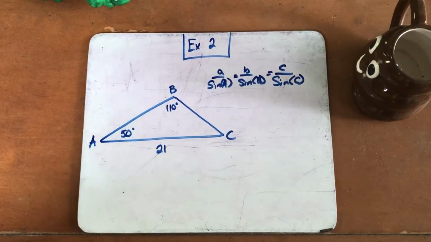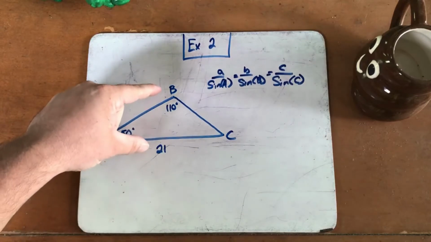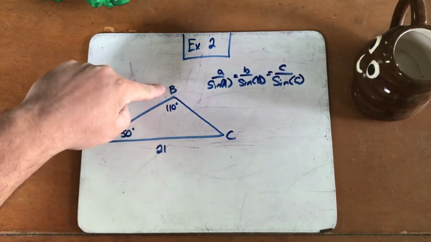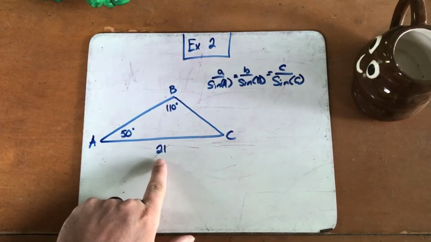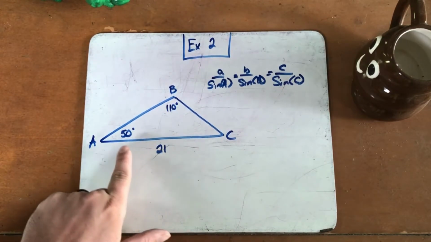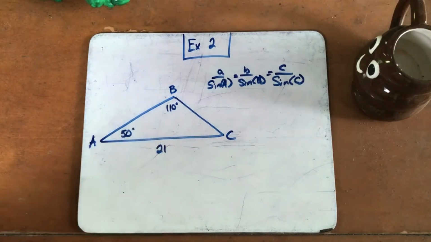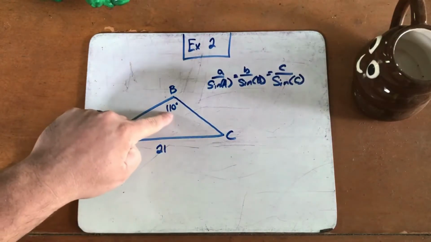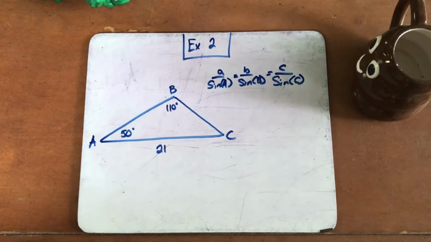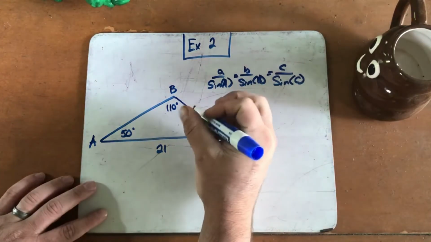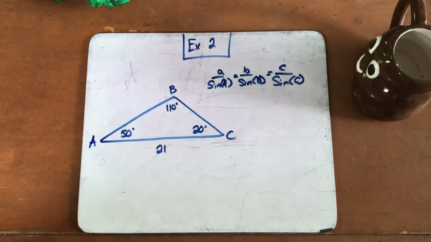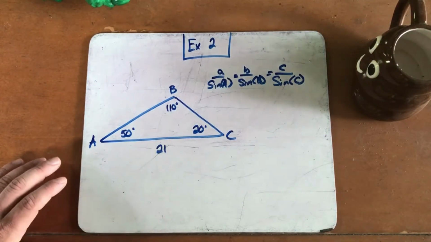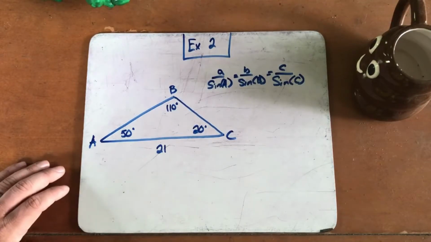All right, so let's start off looking at my corresponding parts. Angle B is 110 degrees. Side opposite of angle B, or little b, would be 21. And then I know two angles, which means I can find my third. So if this is 110 and that is 50, then that would be 160. And since I know they have to equal 180, this one has to be 20. So I know all three angles. It's going to look very similar to the one I just did. So I'm going to find side A first.